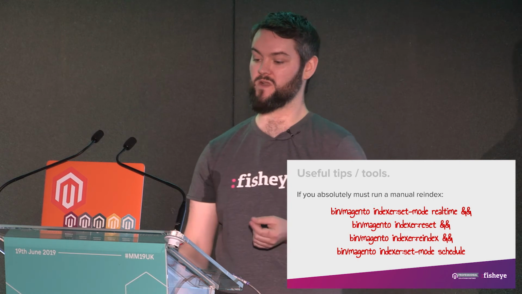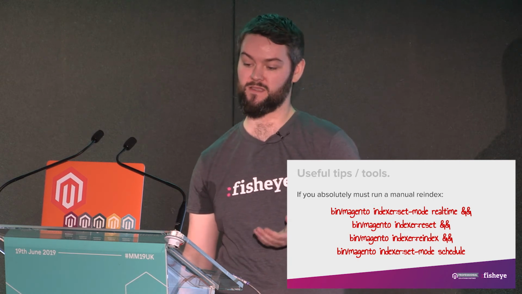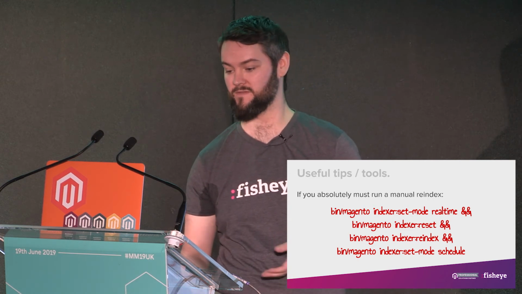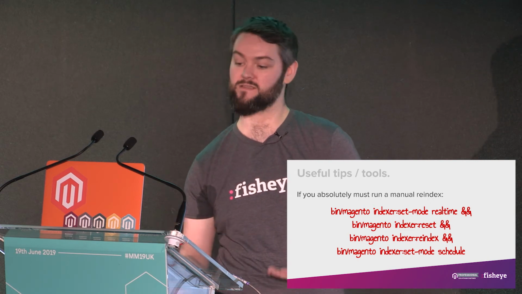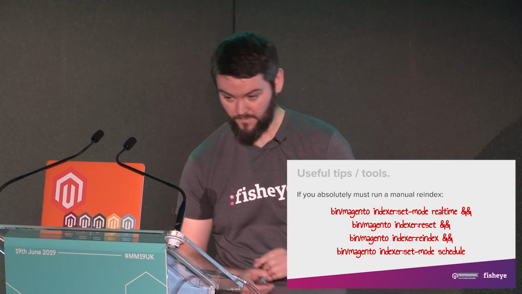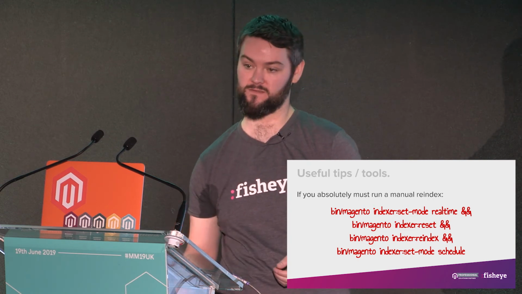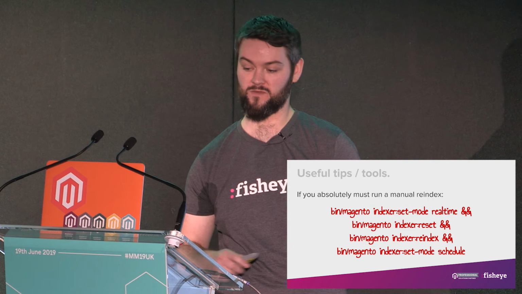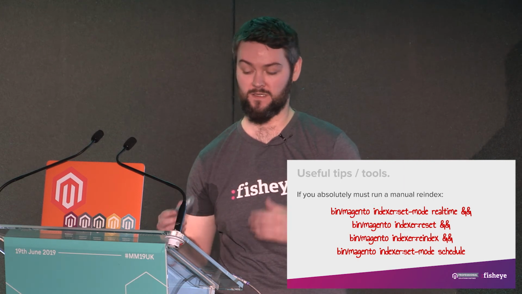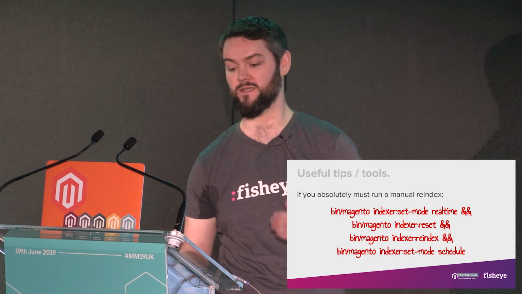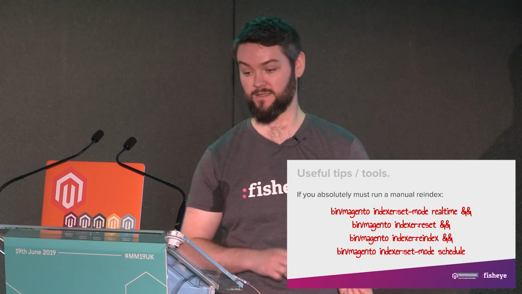So basically what this does, indexer set mode real time. This will set indexer back to update on save. I don't know why they've used different naming conventions here. Real time is update on save. So we set back to update on save. We reset all the indexes, so we invalidate them. And then we run the reindex, the full manual reindex. And then after that's finished, we then set back to update on schedule. The idea of this is to make sure while we're running our full reindex manually on the command line, we're not interfering with things being indexed via the cron.